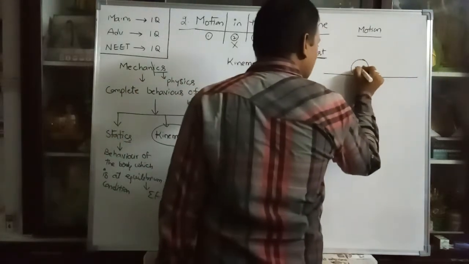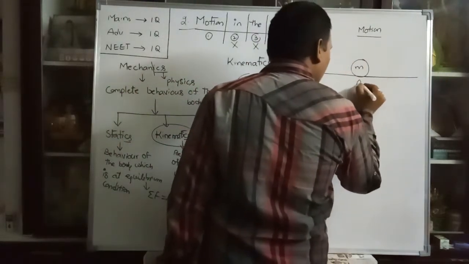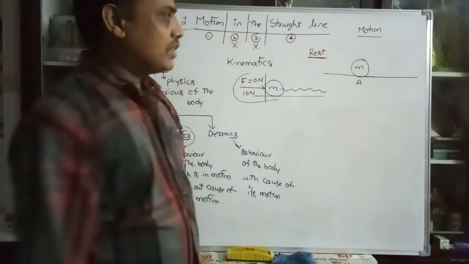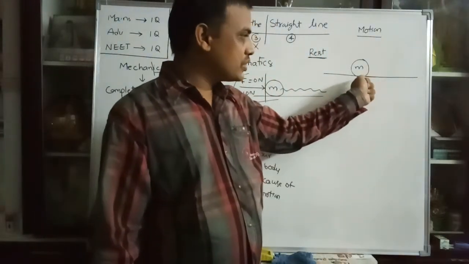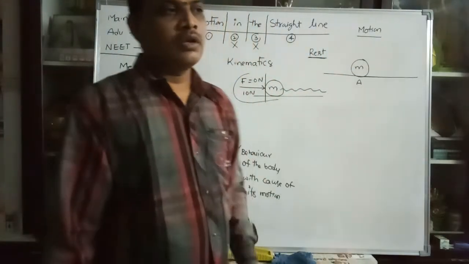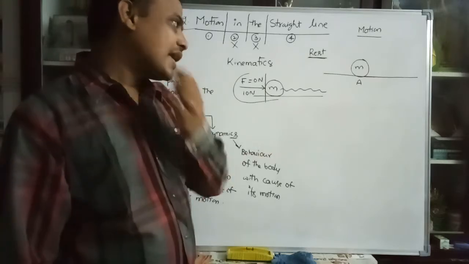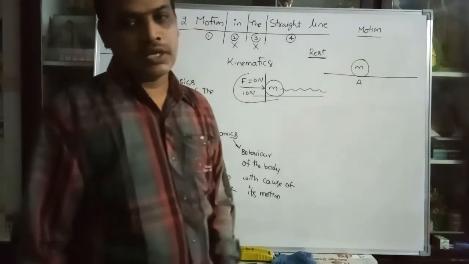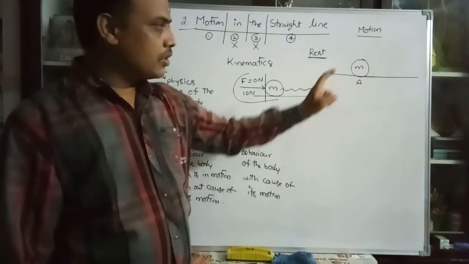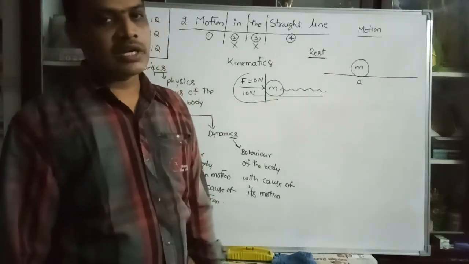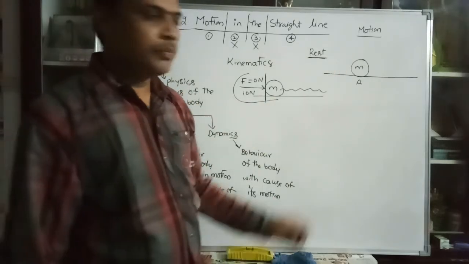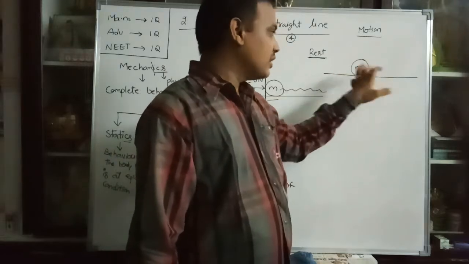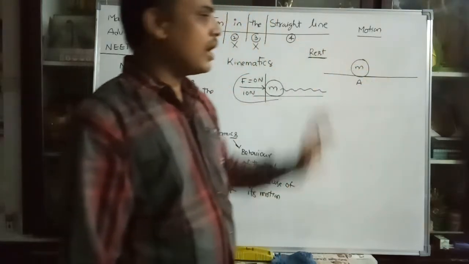This body's mass is m. You are placing the body at location A. With respect to the location or position, the time is running. Present time is, say, 3 p.m. After 3:30 p.m. the body position does not change. With respect to time and surroundings, the position of the body does not change. Then that body is said to be at rest.